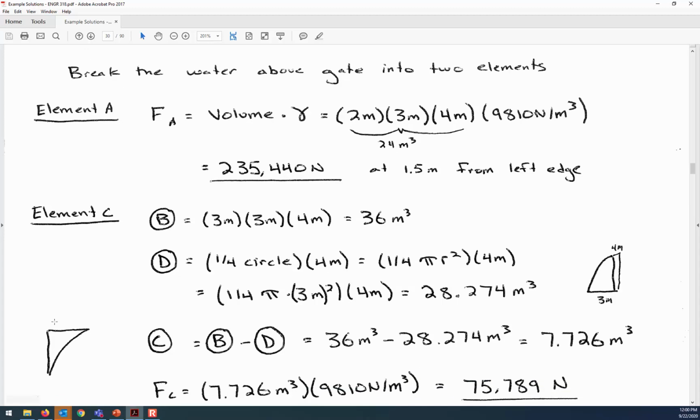And over here I've sketched out what piece C looks like. It's that wedge-shaped element of water that's above the gate, but not including the box of water that we've already accounted for. It's just that portion of water that's immediately above the gate. So we subtract out B minus D and get the volume of object C. Multiply that by gamma, and we get 75.7 kilonewtons.